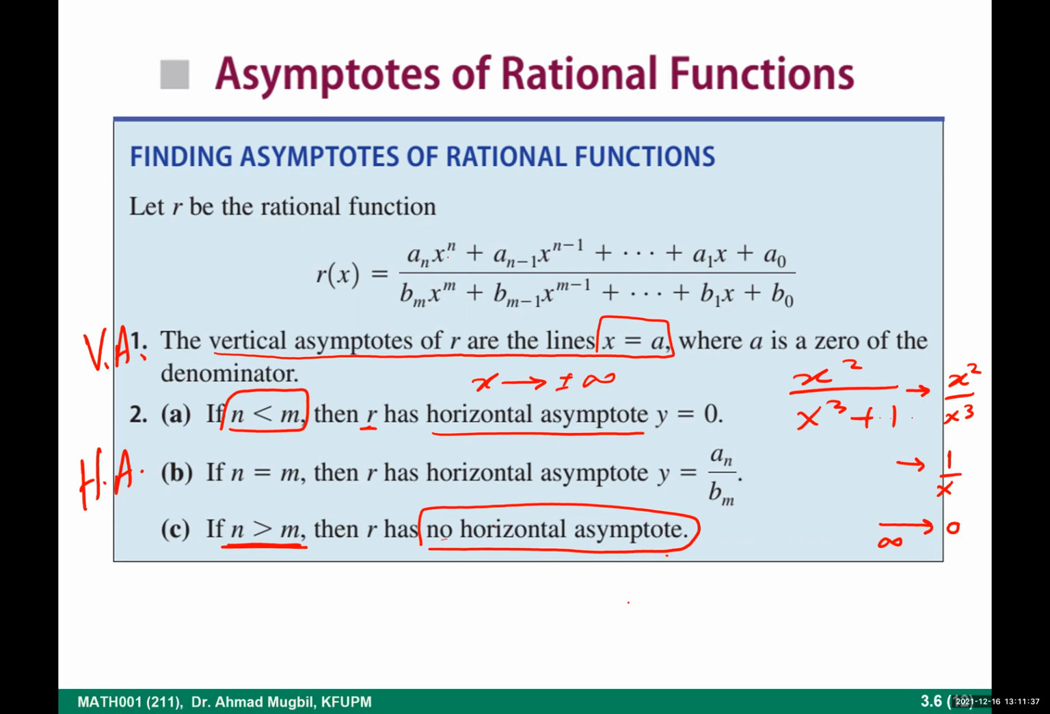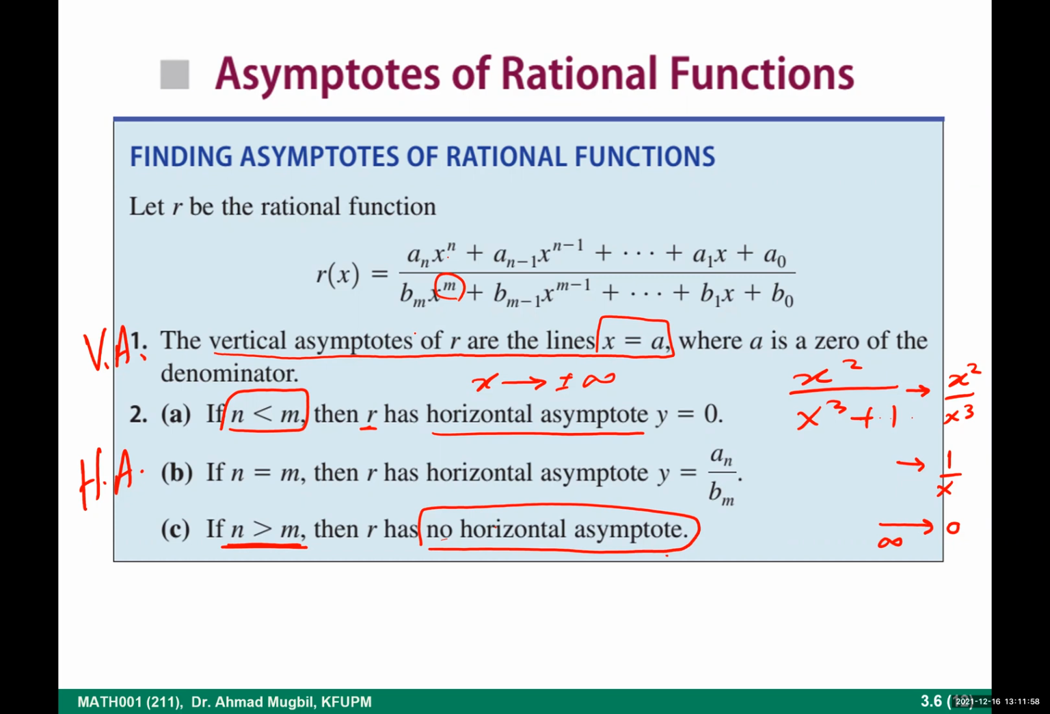Good question from Hassan. Could we have more than one horizontal asymptote? For the vertical, the answer is yes, of course. If the degree here is m, you may have m vertical asymptotes. But for the horizontal, who can answer this question?